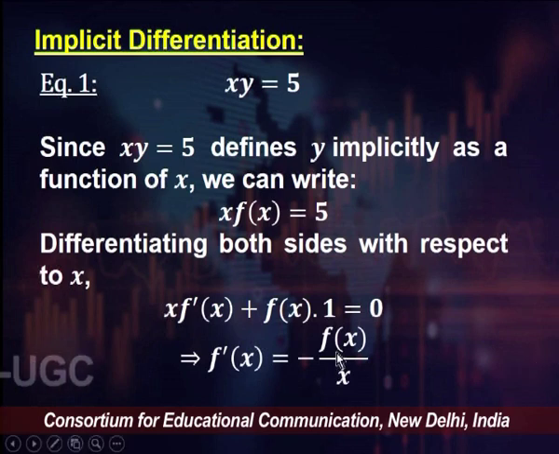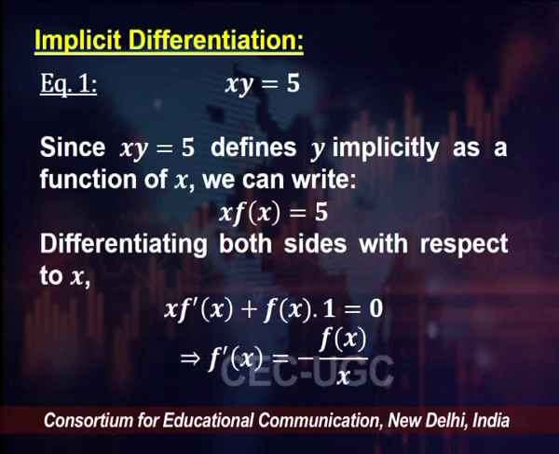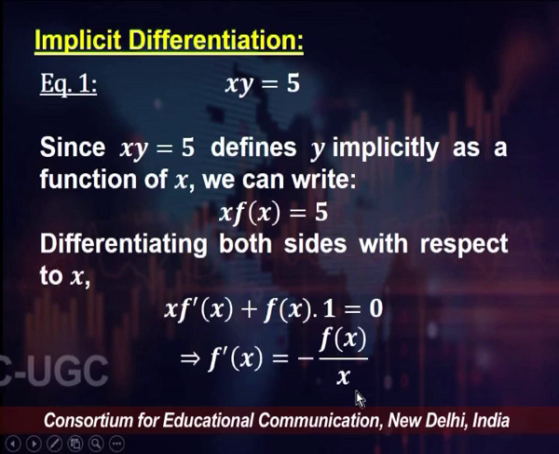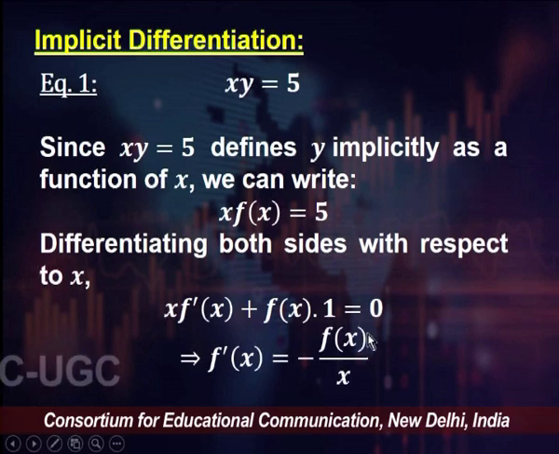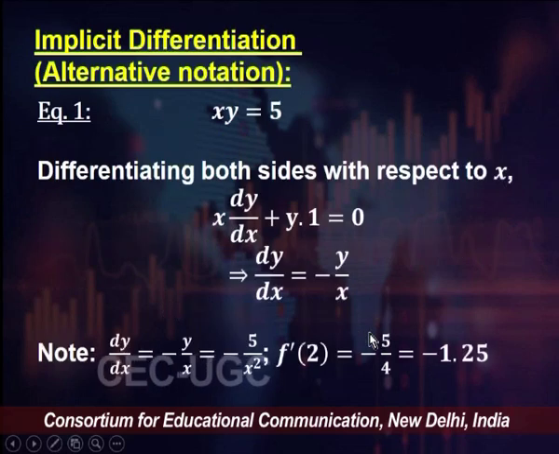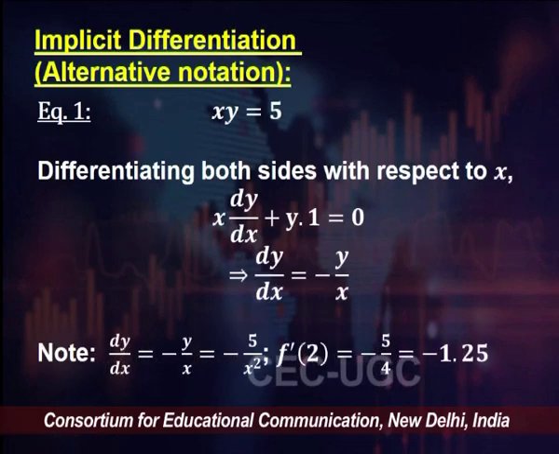Now, in the explicit form we got dy by dx as minus 5 by x squared. The question is, is it the same result that we are getting here? Ultimately both approaches should give us the same result, and the answer indeed is yes, because this is nothing but minus y by x, and as you can see here y is nothing but 5 by x. So, once you substitute for y, you are going to get minus 5 by x squared. That is how we calculate f prime of x.